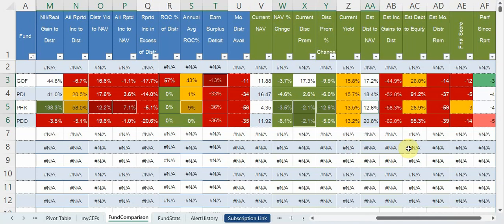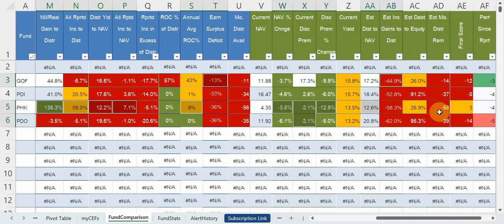After that is the estimated income gains to distribution. Normally, you would like to see this number shaded white or green, but as it stands currently, these four funds have a deficit to the current distribution, and this is estimate only, of negative 44.9 all the way up to negative 62%. So GOF takes this category, but it's not a prize worth bragging about.